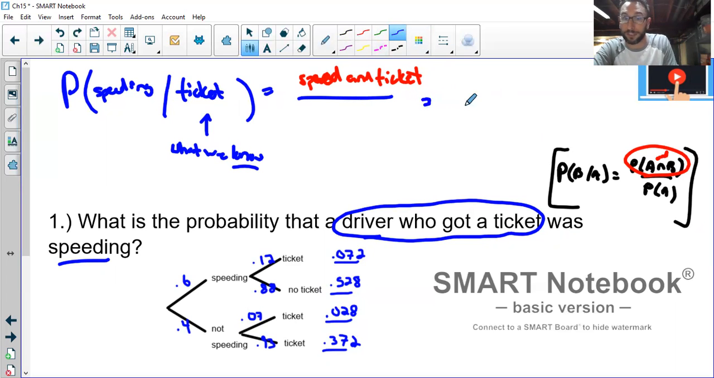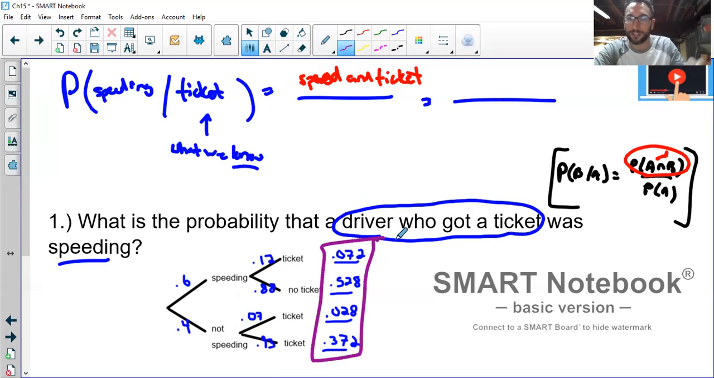Before we worry about the denominator, which of these numbers? Remember earlier I mentioned you're going to do all the problems using these values. There'll be other ways to take shortcuts as we get more comfortable, but for now, the probability when someone's speeding and gets a ticket is this number right here. So that is our numerator.